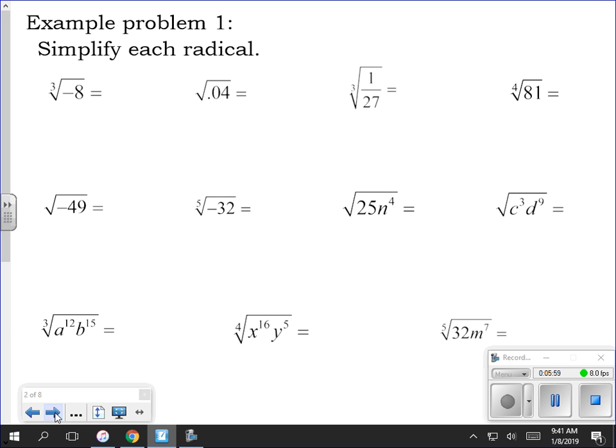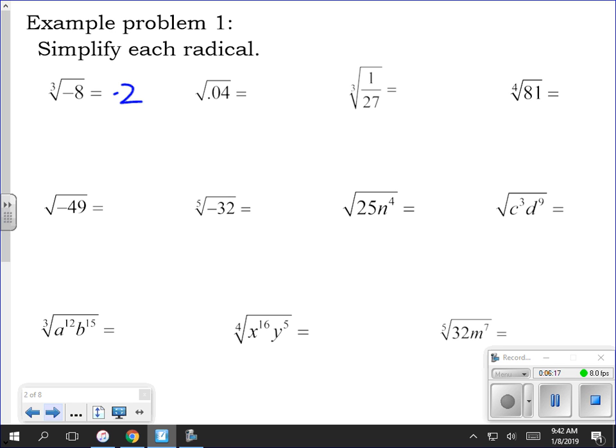So the cube root of -8, well, the cube root of 8 is 2. Cube root of -8 would be -2. Because what times itself 3 times gives you -8? -2 times -2 times -2.